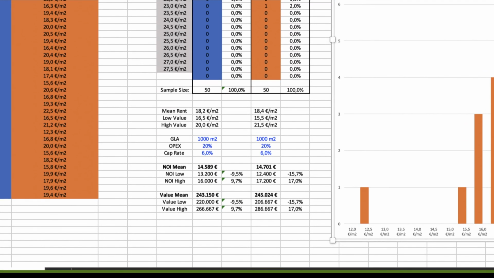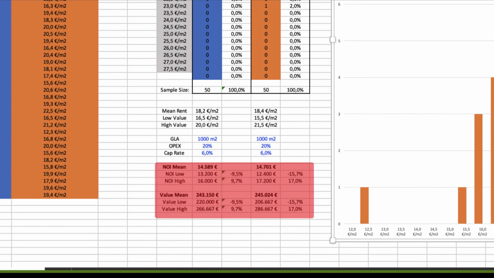I have created a small example to see how this variability in the data would impact a hypothetical calculation of exit values based on these levels of rent. For each dataset, we obtain the mean rent and the low and high values based on our 95% confidence intervals. Assuming a GLA of 1,000 meters squared, OPEX of 20%, and a 6% cap rate, these are the mean NOI values we obtain, which are very similar in both cases: 14,589 for the blue data and 14,701 for the orange data.